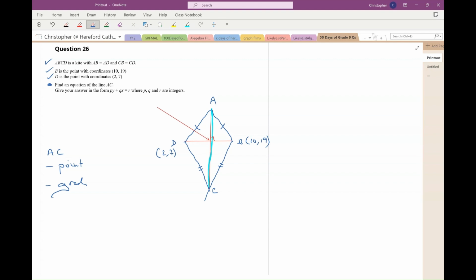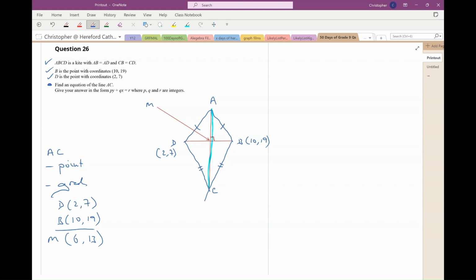So we can write down D, 2, 7. We can write down B, 10, 19. And we can find the midpoint by finding the average of the x coordinates, that's 6, and the average of the y coordinates, 13. So the midpoint there, which I'll call M, is 6, 13. So I already know a point which the line AC goes through. The only other thing I need to know is the gradient of the line AC.